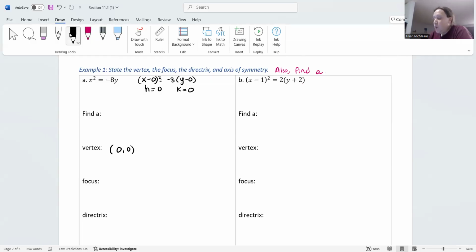Okay. Now, next I want to look at finding A. So we need to rewrite this as x squared equals 4 times A times y. Okay. So how can we rewrite this right here where it's some multiplication where we would end up getting negative 8, but we have two values, 4 and then some value for A. So we can do this a couple of ways.